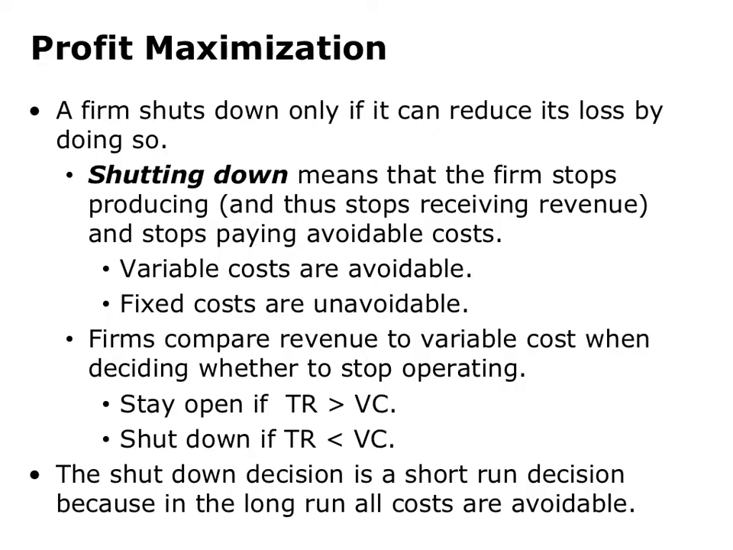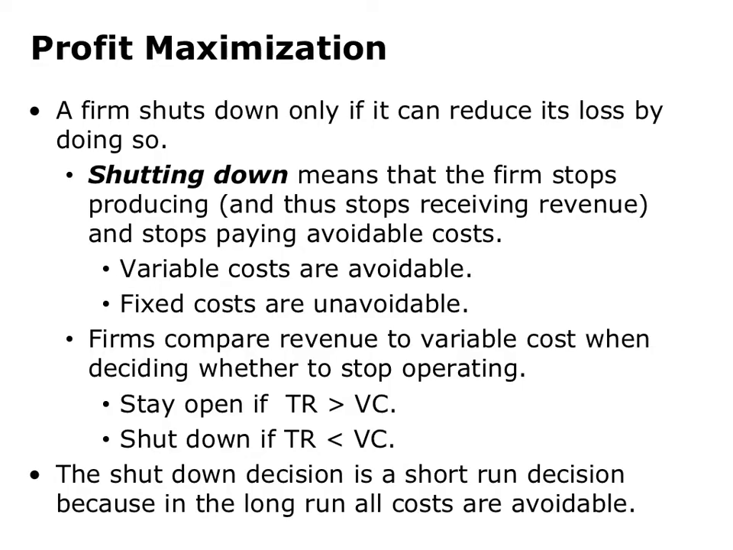A firm will shut down only if it can reduce its loss by doing so. Shutting down means the firm stops producing, which means it has nothing to sell to then receive revenue. And if the firm shuts down, it stops paying avoidable costs. Variable costs are avoidable. Variable costs can be defined in two ways. One, variable costs are the costs that vary with the amount the firm produces, or two, variable costs are the cost of the variable inputs. Remember, in the short run, some inputs are fixed while others are variable. Variable costs come from the inputs that are variable.